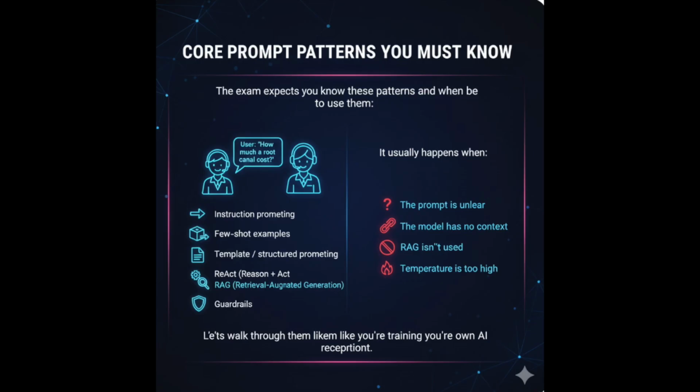Core prompt patterns you must know. The exam expects you to know these patterns and when to use them. 1. Instruction prompting. 2. Role prompting. 3. Few-shot examples. 4. Template structured prompting. 5. Chain of thought. 6. ReAct, reason and act. 7. RAG, retrieval augmented generation. 8. Guardrails. Let's walk through them like you're training your own AI receptionist.